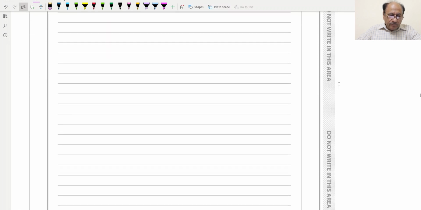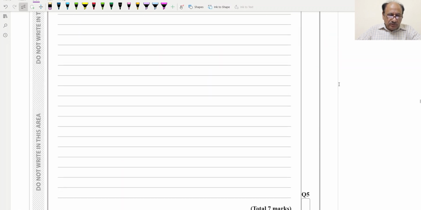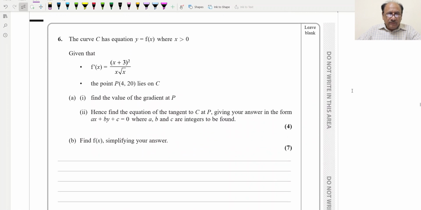Hopefully you understood this. Now we can move to question number 6, which says the curve C has equation y equals f of x, where x is greater than 0, given that f dash of x is given, and the point P lies on C. A part, find the value of the gradient at P. So what is the gradient at P? B part, including B part, this is a 4-mark question, so you can take it as 2 marks.